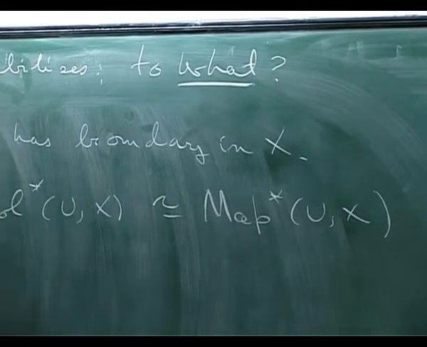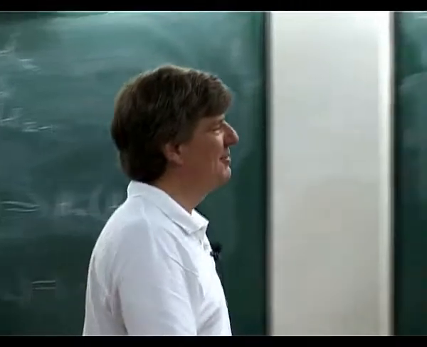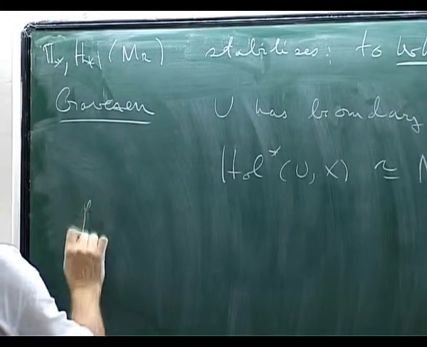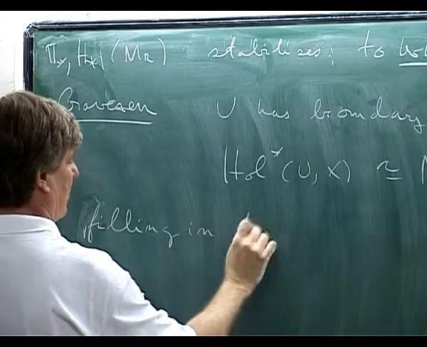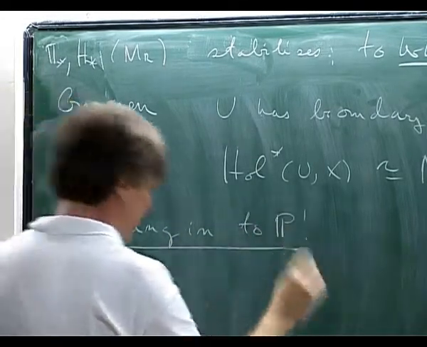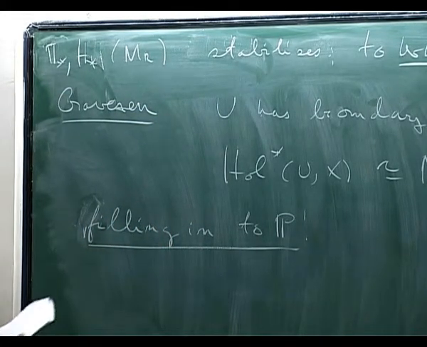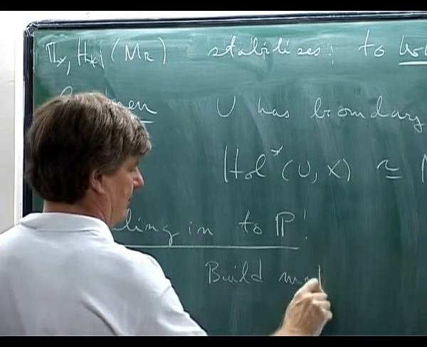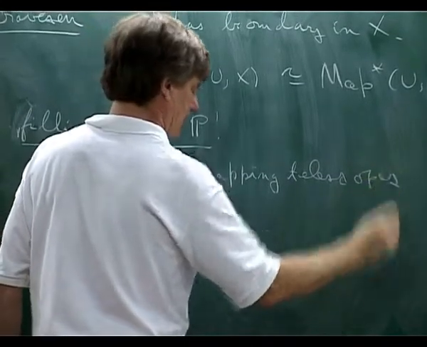But of course, as usual, it's like building a Roman arch. There's that last little stone that has to be put in. It's that detail. It's the worrisome thing. And in fact, what they do is they build, putting in or filling in into P1, you have to build a mapping telescope.